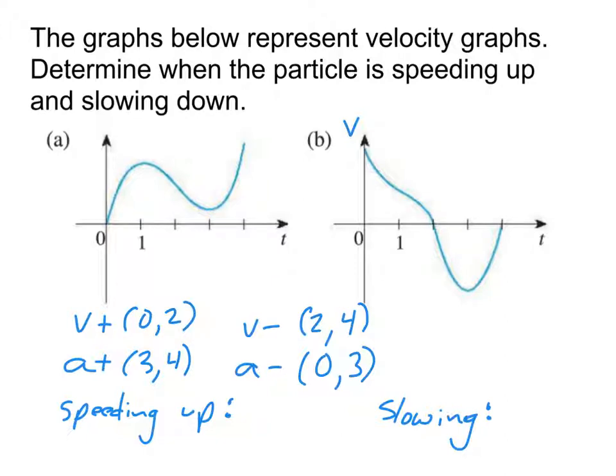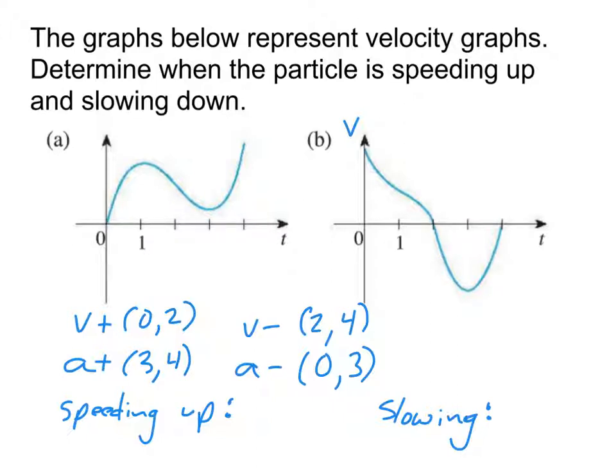So speeding up, that would be the overlap going this way, and it'd be the overlap going this way. It'd be both of those. So from the first one, when they're both positive, where do those two overlap? They don't. So they don't at all. So we don't get anything from there.